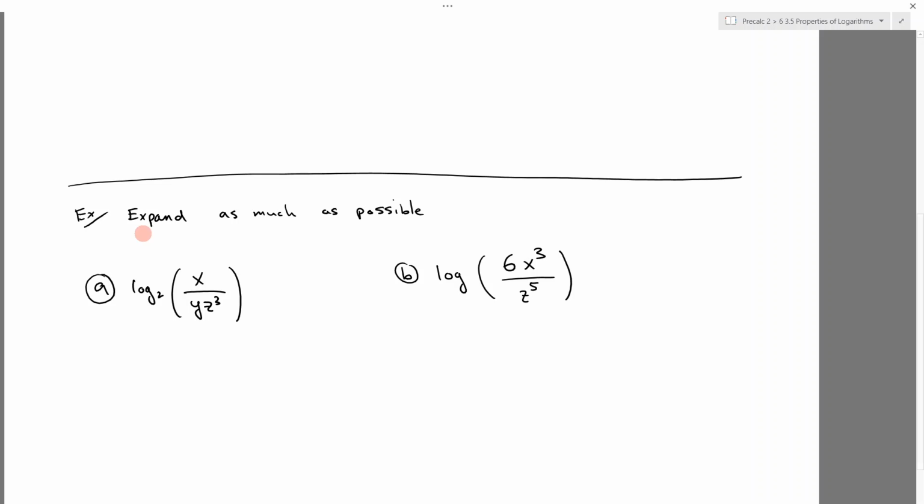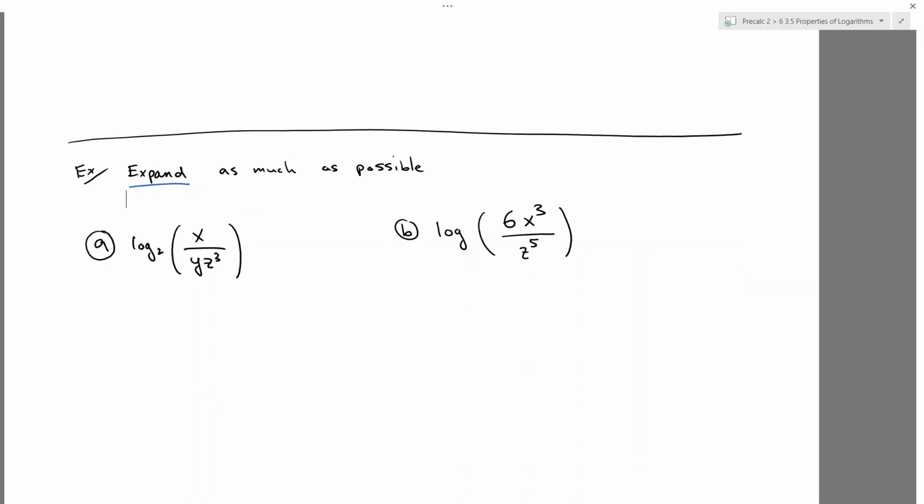Okay, so now let's practice expanding. So this has log base 2, and there are 3 things, so I should separate them all with log base 2. The x is on top, so that term should be positive. These 2 terms are on the bottom, so they both need to be subtracted. So again, even though it's y times z cubed on the bottom, because the z cubed is on the bottom, that term needs to be subtracted. So x, y, and z.